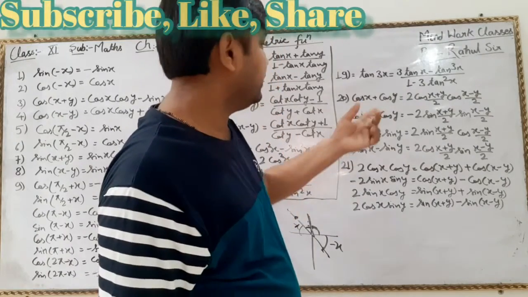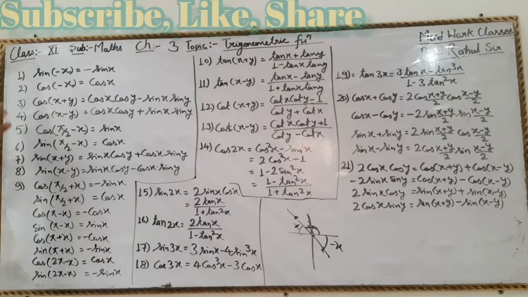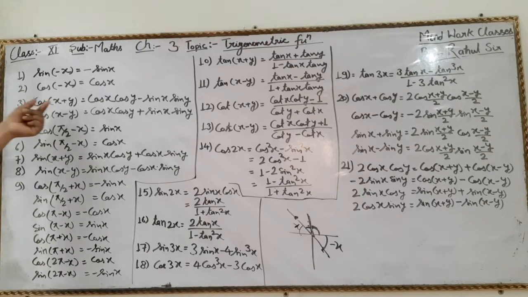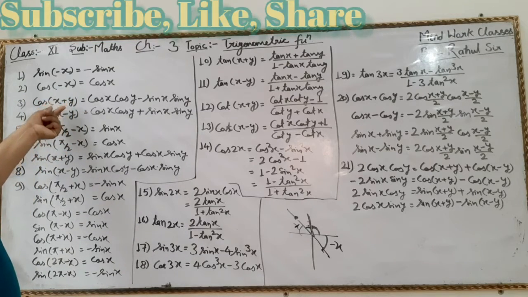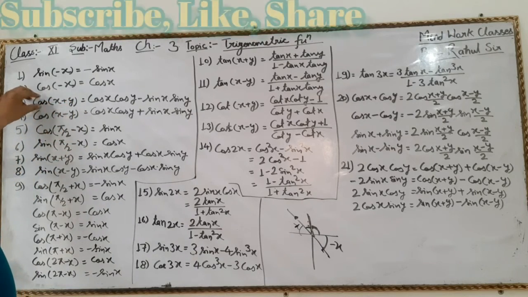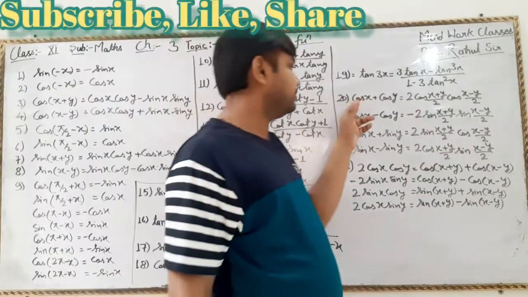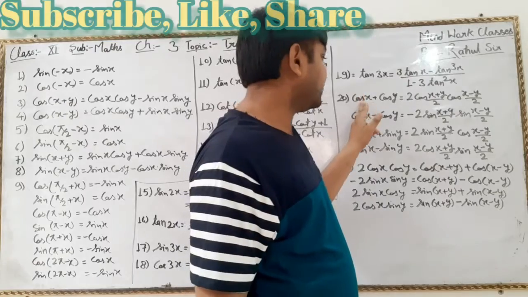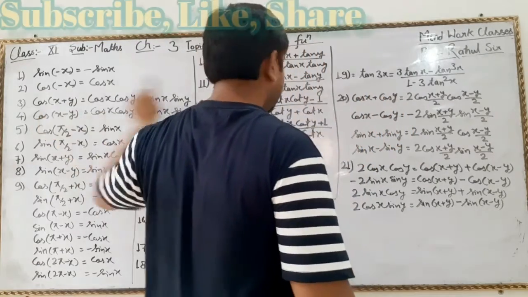Now, please pay attention here. In formula number 3, x and y are the angles, and these two angles are added and the cos of this is taken. But here it is separately cos x plus cos y. These two formulas are completely different.